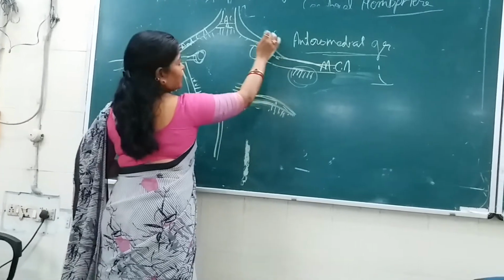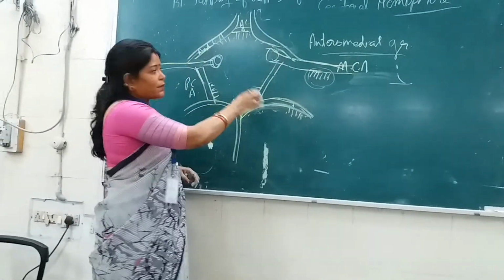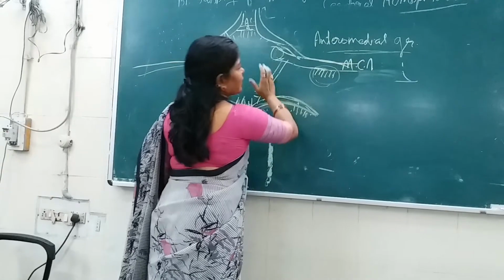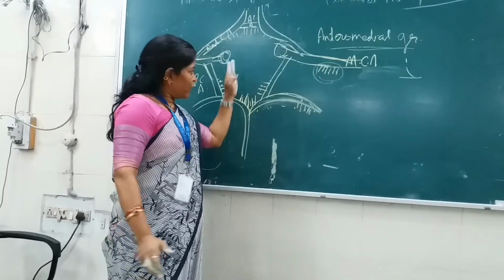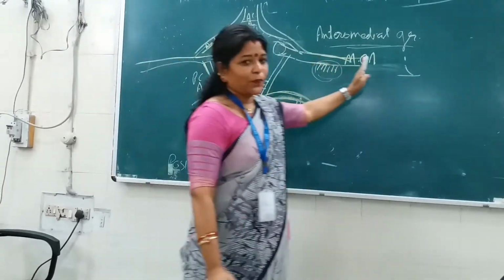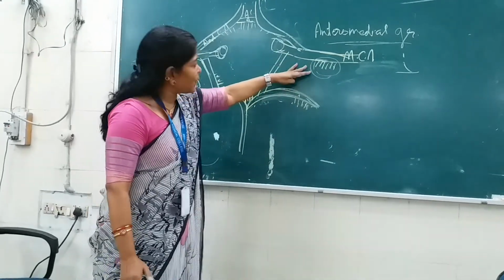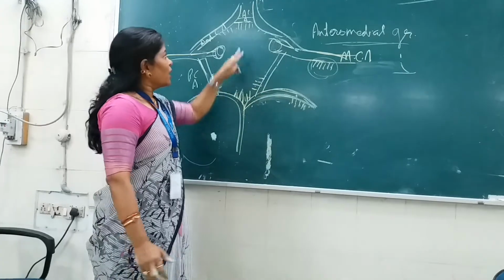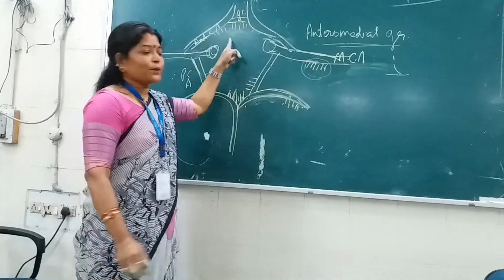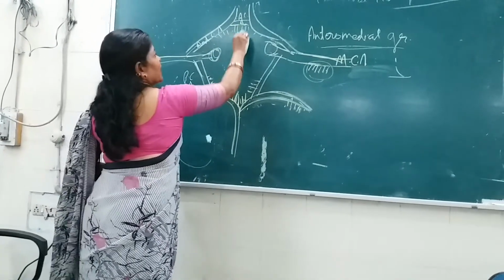Here is the caudate nucleus. Here is the lentiform nucleus. When you move from medial to lateral, there are certain deeper structures which get supplied by the central branches. Now tell me, the anteromedial group. This one, anteromedial.